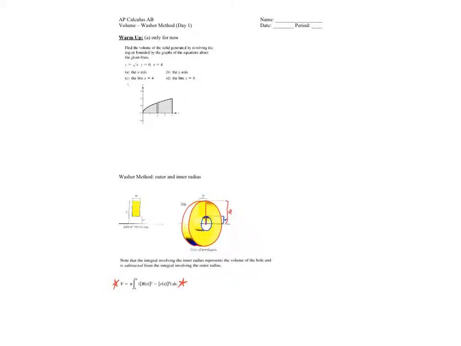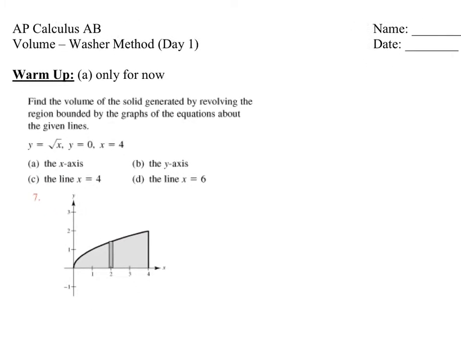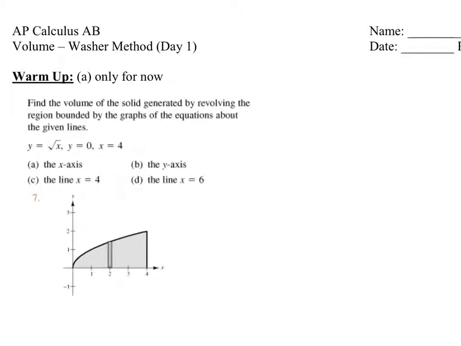So let's look at where we started with our previous lesson with the disk method. Let's review a few of these for right now. It says we want to find the volume of the solid generated by revolving the region bounded by the graphs of the equations about the given lines.